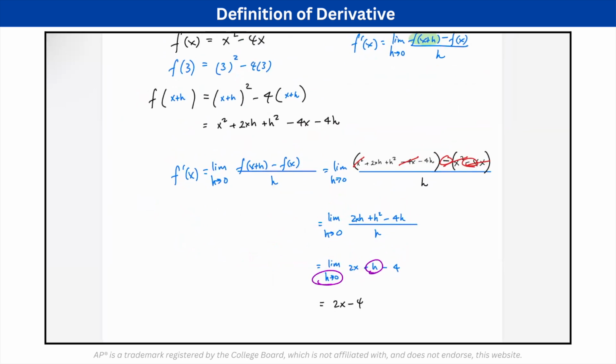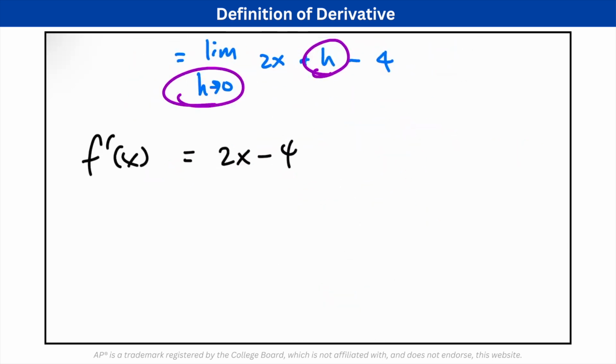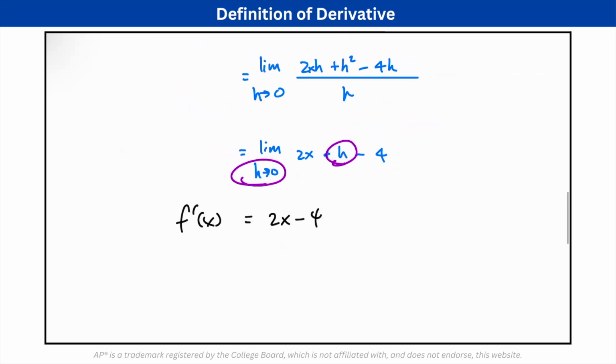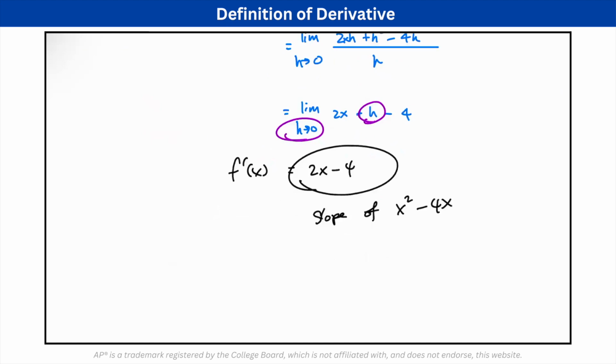Yes, okay, 2x minus 4. So this is what we call f prime of x, meaning what? So f prime of x is 2x minus 4. That means if you want to know the slope of x squared minus 4x at any x value, hey, you can do it simply with this equation.